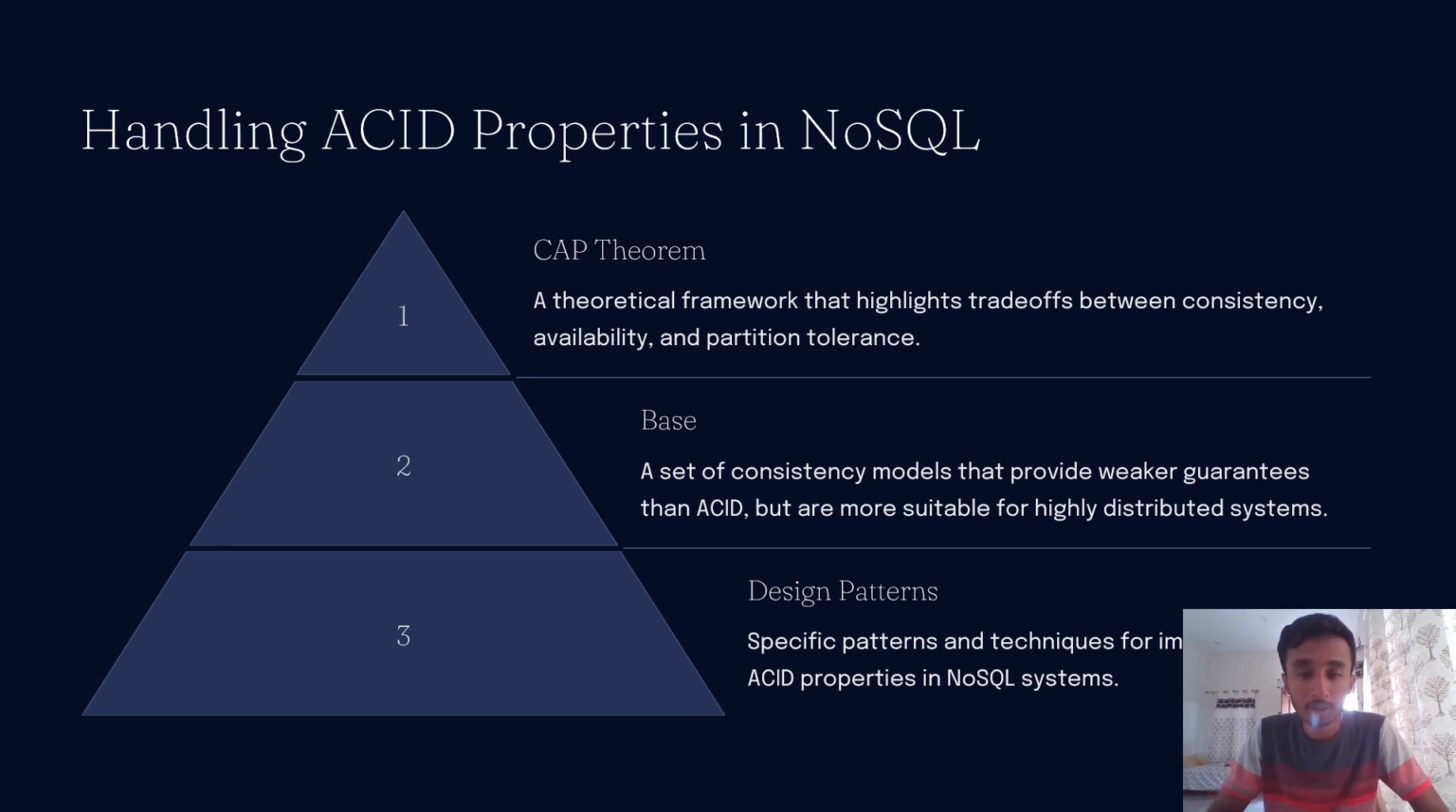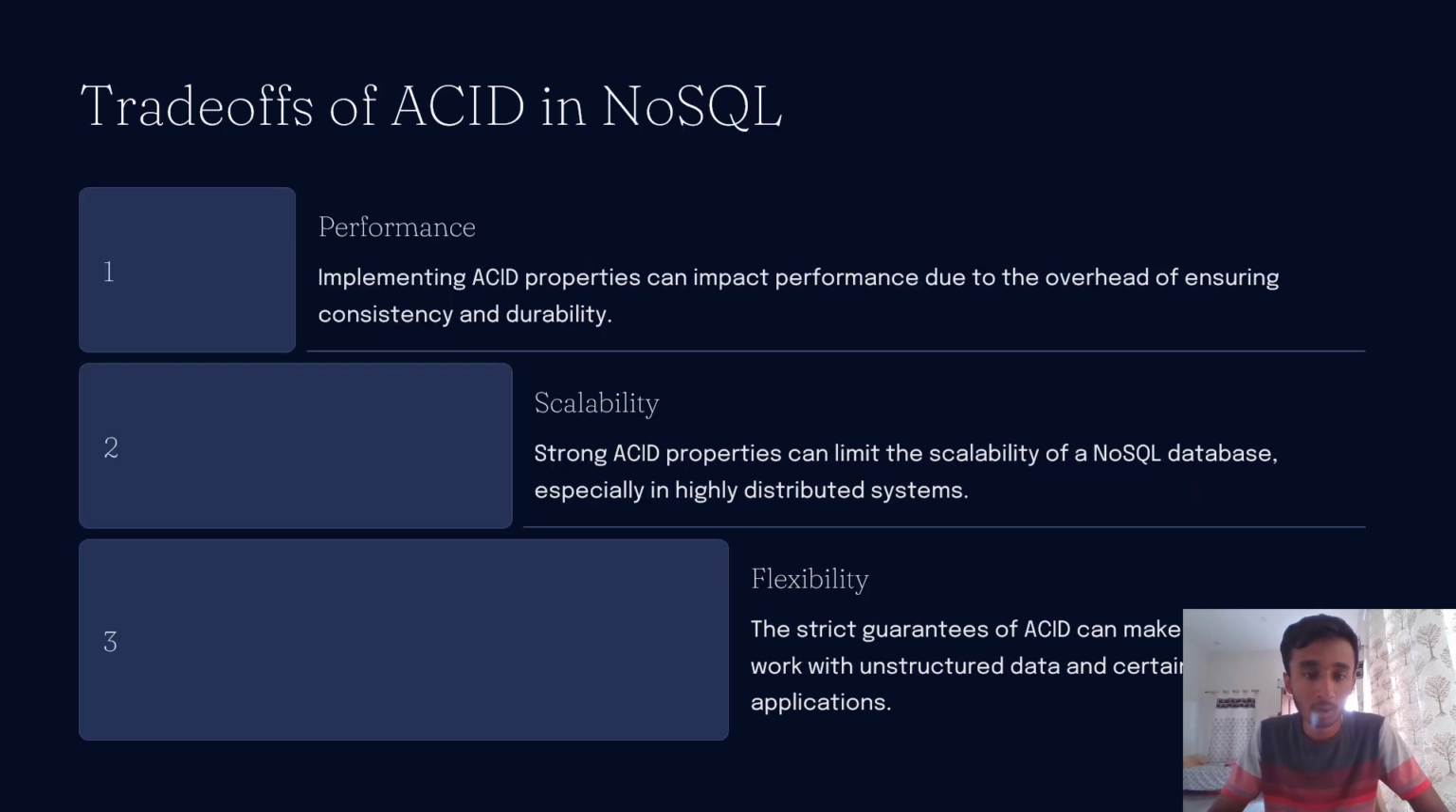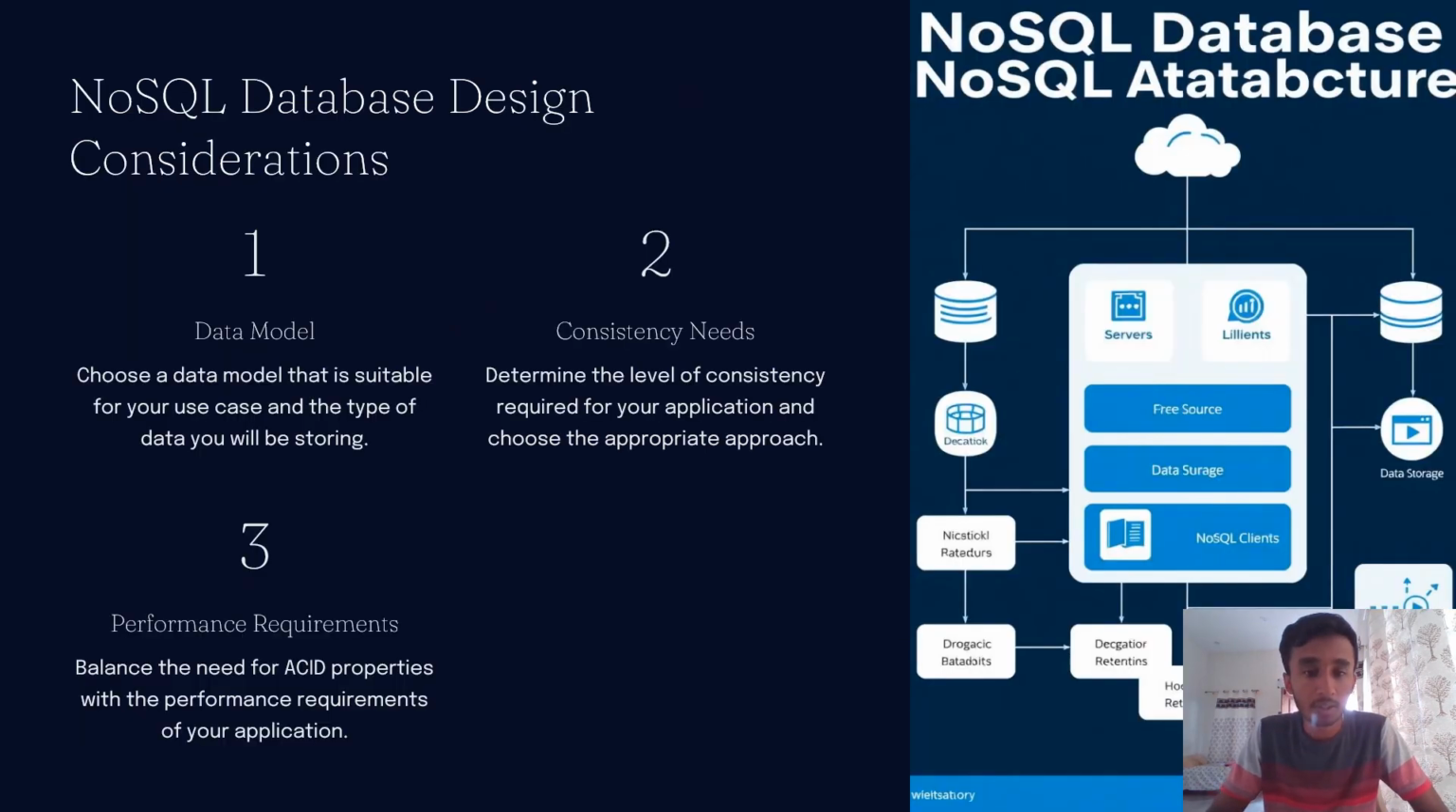It can be done using three methods: CAP theorem, BASE, and design patterns. The trade-offs of ACID in NoSQL can be determined by performance, scalability, and flexibility. And the last one is NoSQL database design considerations: data model, consistency needs, and performance requirements.